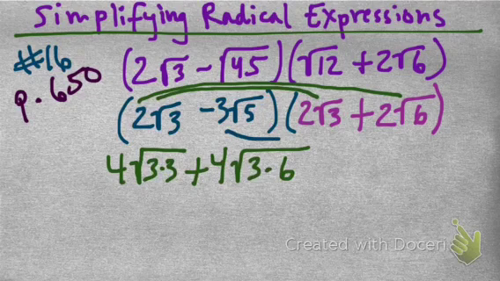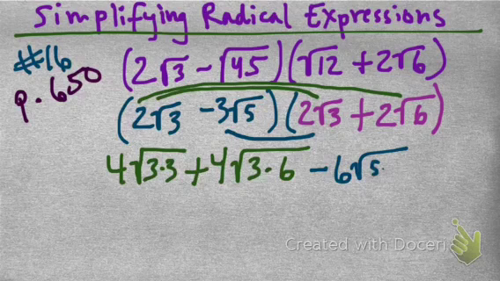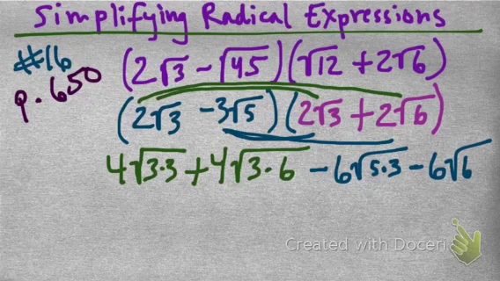Then I've got to go with the second term of the first binomial to the first of the second binomial. And I have a negative 3 and a 2. So that gives me negative 6 square root of 5 times 3. And to the second one, I've got negative 6 square root of 6 and 5. Alright, so I've done my multiplying. Now I've got to see what I can simplify down.